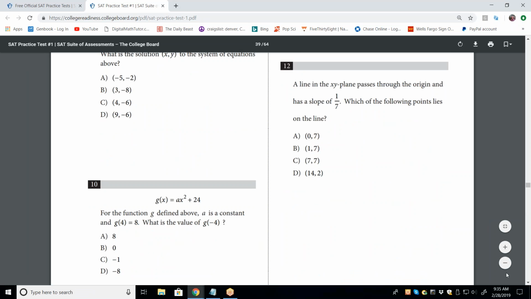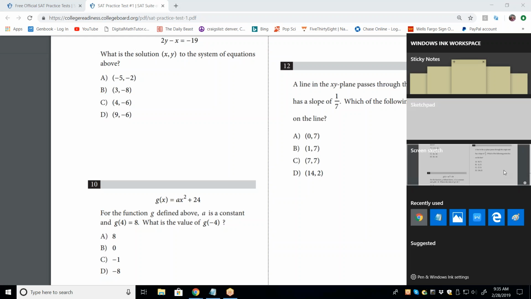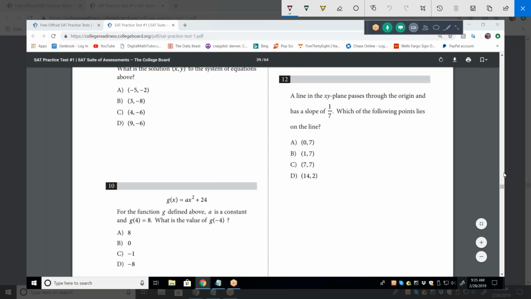Number 12. And the moment I see XY plane, I am going to start drawing my axis. There's Y, there's X. Okay, I'm going to draw that line. It passes through the origin, and it has a slope of 1/7.